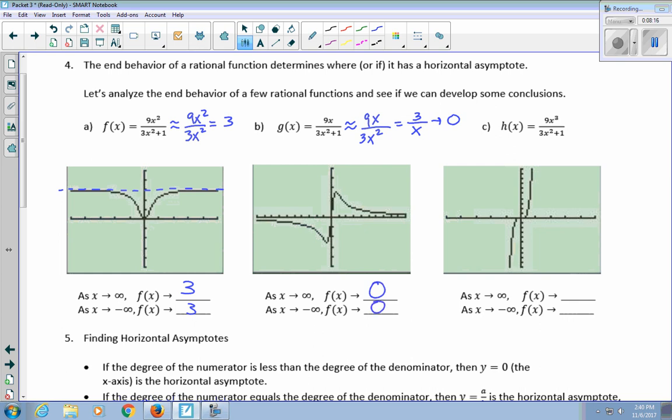And then similar thing here, you can drop the plus 1 because x cubed and x squared, when you're plugging in really big x's, that plus 1 doesn't really make much of a difference. And then when you reduce this, you get 3x, which when x is really, really big goes to infinity. So there's no asymptote here. The end behavior is just to infinity or negative infinity.